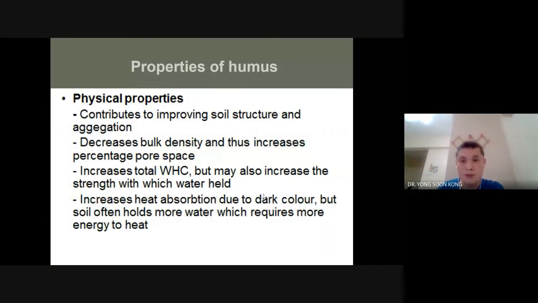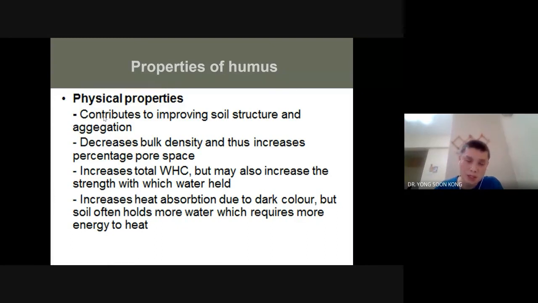Okay, now properties of humus. Let's start one by one. Humus contributes to improving soil structure and aggregation, decreases bulk density and thus increases pore space, increases total water holding capacity (WHC means water holding capacity), and increases heat absorption. It's actually a whole lump, but I can explain one by one, beginning with the negative charge that they have. As I told you just now, they have a lot of negative charge from acetate and phenolates. These negative charges are the ones that can absorb moisture.